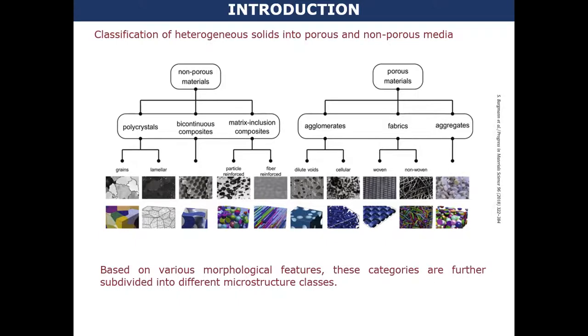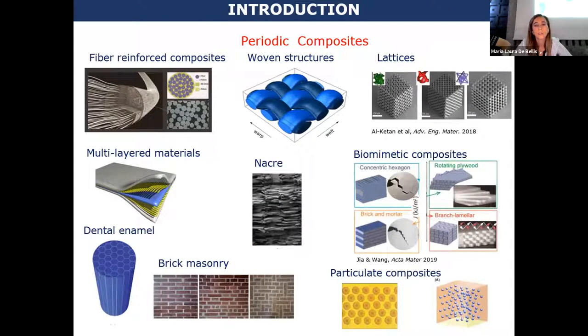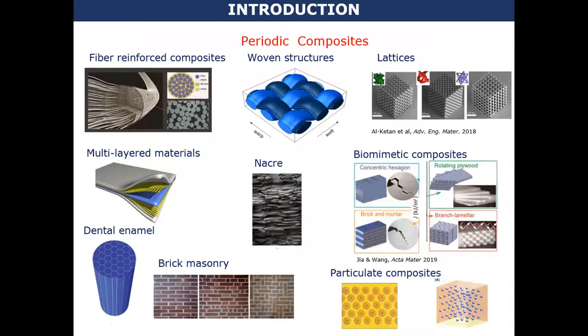A further classification is the distinction between periodic composites. So you can see very different composites here. You can see some examples that are characterized by a periodic microstructure. So a microstructure that can be somehow repeated. So the entire microstructure can be reconstructed by repeating, in plane or in a 3D framework, a building block that is a periodic building block.